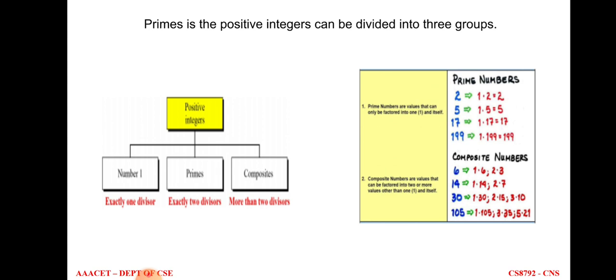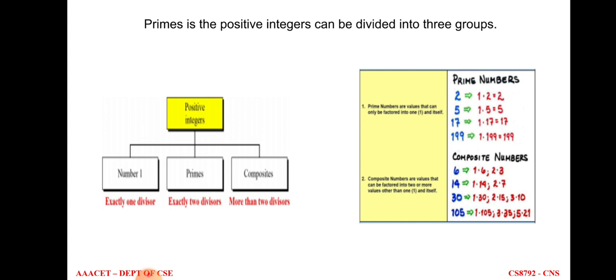On the right hand side, you can see a table with examples of prime numbers. 2, 5, 17 and 199 are prime numbers. For 2, it has 2 divisors, that is 1 and 2. So it is a prime number because it has 2 divisors. Similarly 5 has 1 and 5, 17 has 1 and 17, and 199 has 1 and 199. So every prime number has exactly 2 divisors. The composite numbers are 6, 14, 30, 105. These are some examples, and there are more composite numbers than prime numbers.